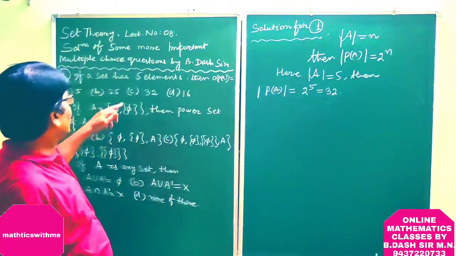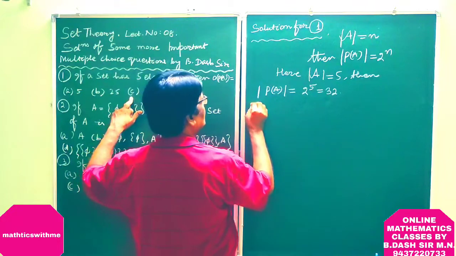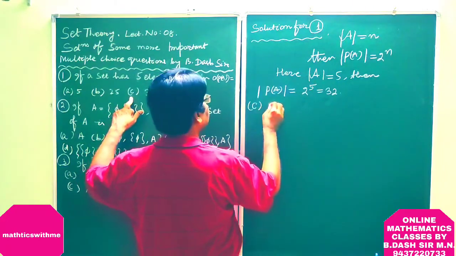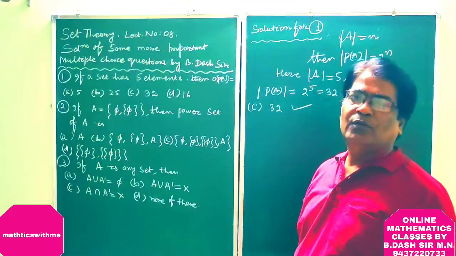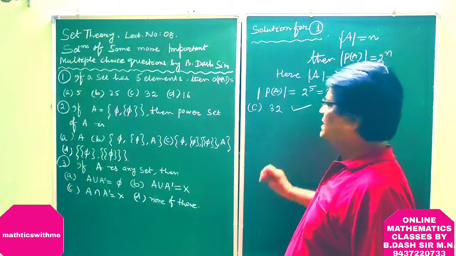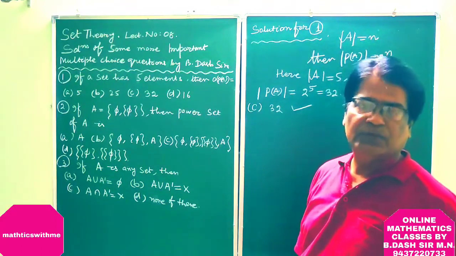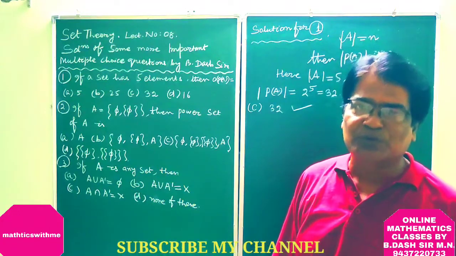So here option C is the answer. So the answer is option C, that is 32. So we get the answer for question number 1 is option C, that is 32. Now let us proceed to solve question number 2.